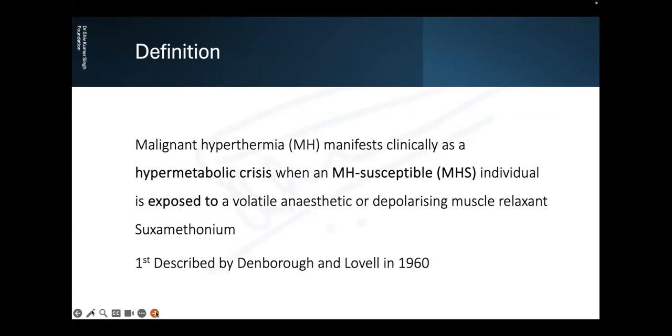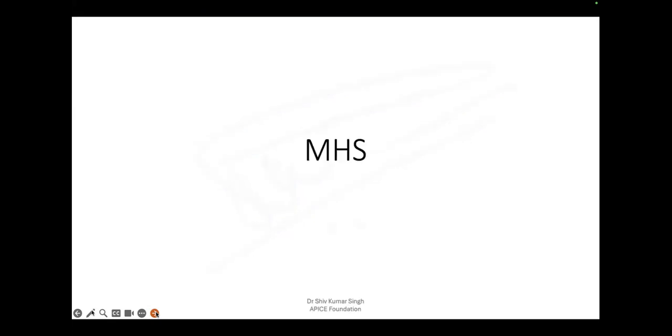So coming to the definition of malignant hyperthermia or hyperpyrexia. So this manifests clinically as a hypermetabolic crisis, like we have already said, and this is present in MH susceptible individuals when they're exposed to trigger agents like volatile anesthetics and depolarizing muscle relaxants. It doesn't happen with non-depolarizing muscle relaxants. And this was first described long back in 1960 by Denborough and Lovell. So we have known about this for a very, very long time.